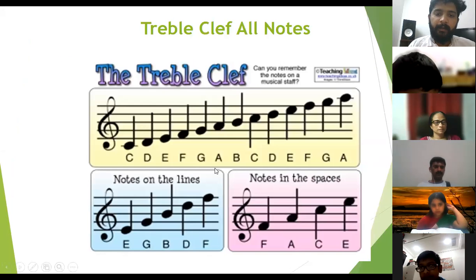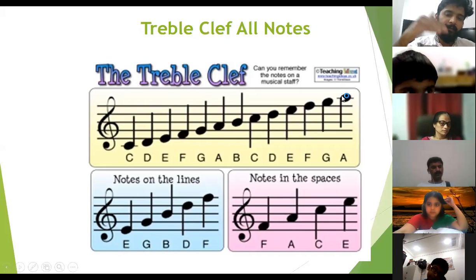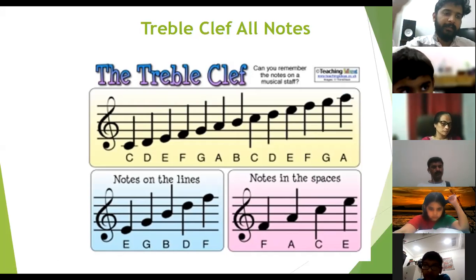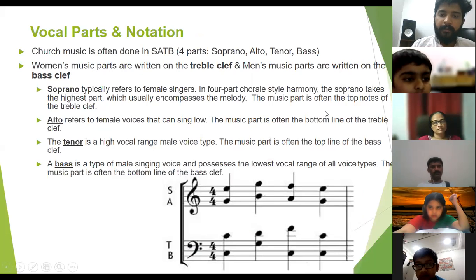Okay, and we can go beyond F also. After F, it's G, then A. A is on the next line, right? So after a line, a space comes. After a space, a line comes. So after G, it's on a line, so you draw the extra line. Okay, I hope all of you are clear with all this.